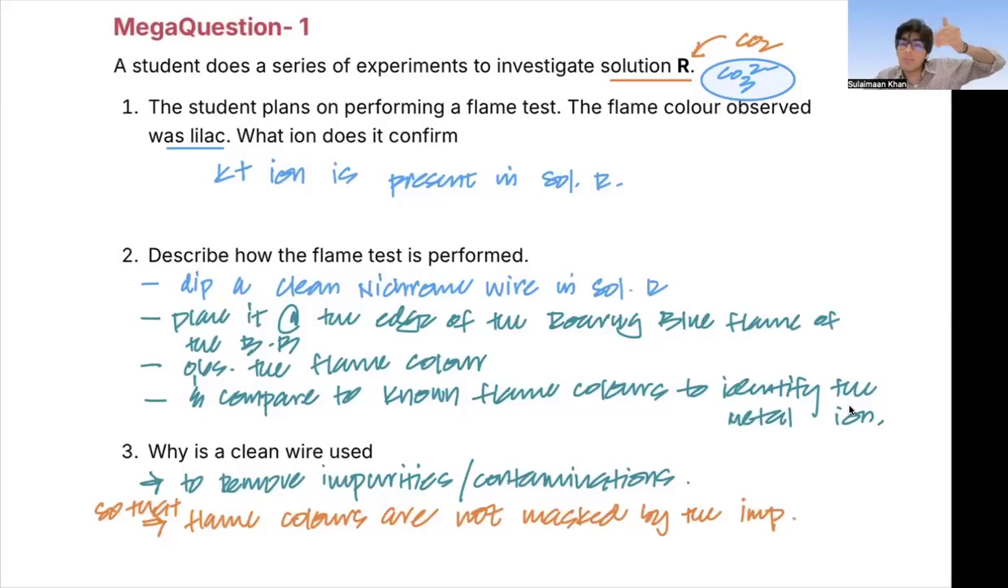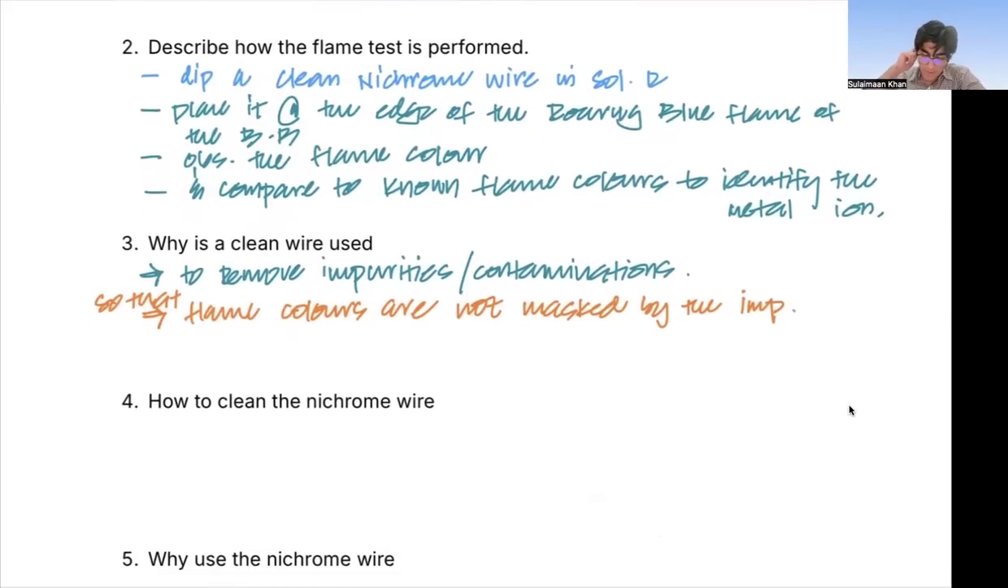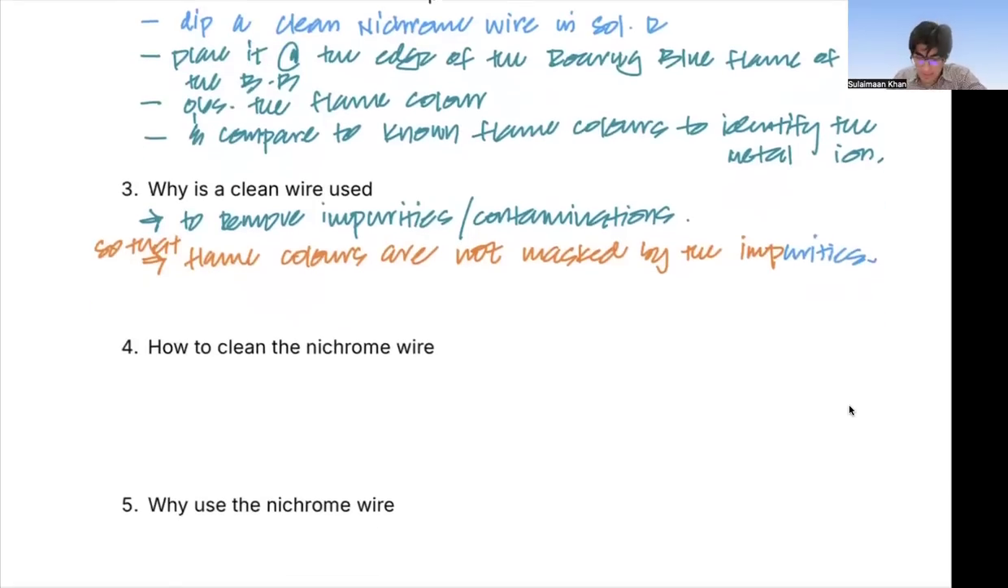So carbon dioxide, when it dissolves in this solution, gives you carbonate ions. That's why we needed to add dilute nitric acid when we were testing for halide ions, because we did not want the carbonate ions to interfere with our tests. So you could say: to remove impurities, or so that the flame colors are not masked by the impurities. Okay? Now the question is, how do you clean a nichrome wire?